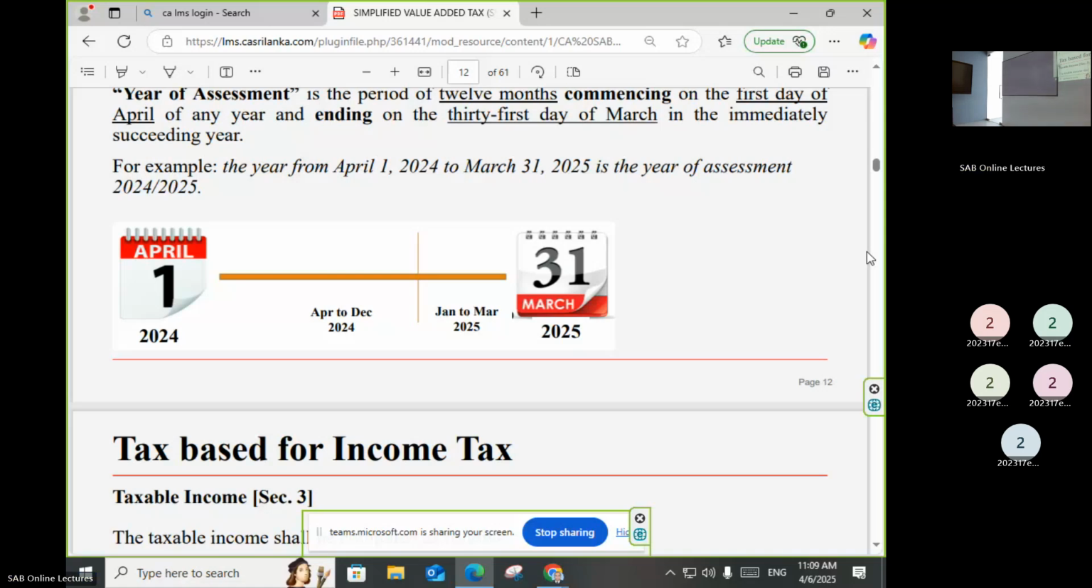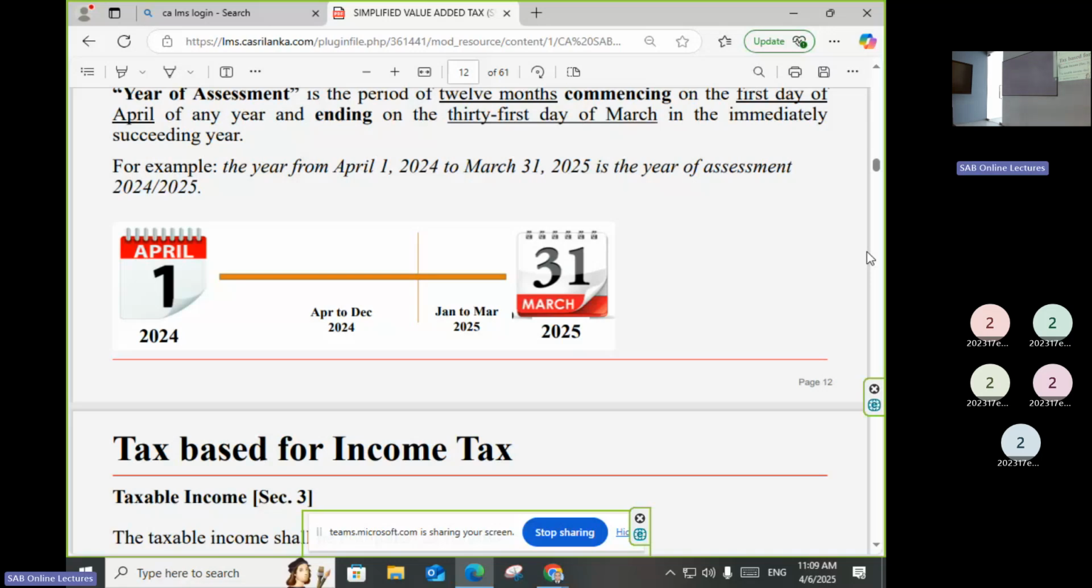So remember, for the company and trust, they can make an application to the Commissioner General to change their year of assessment. Company and trust only. They can make an application to change it.